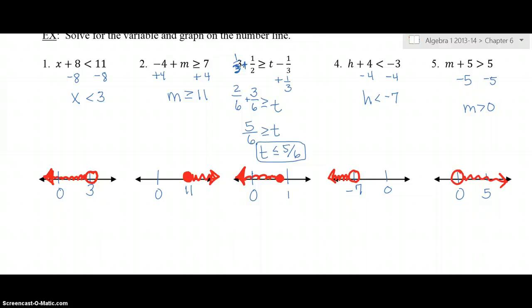For number 5, since 0 is part of your inequality, just pick some other number to put on your number line. It does not matter if it's 5, it could be -3. Again, we're just picking a number to give it some direction.